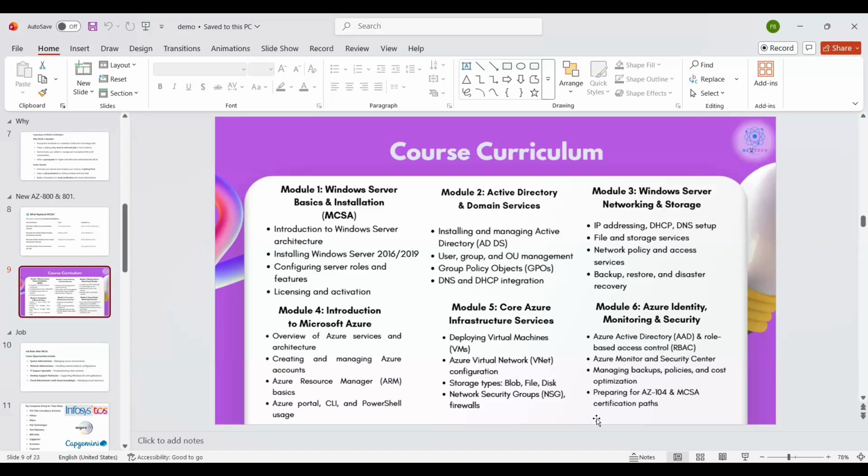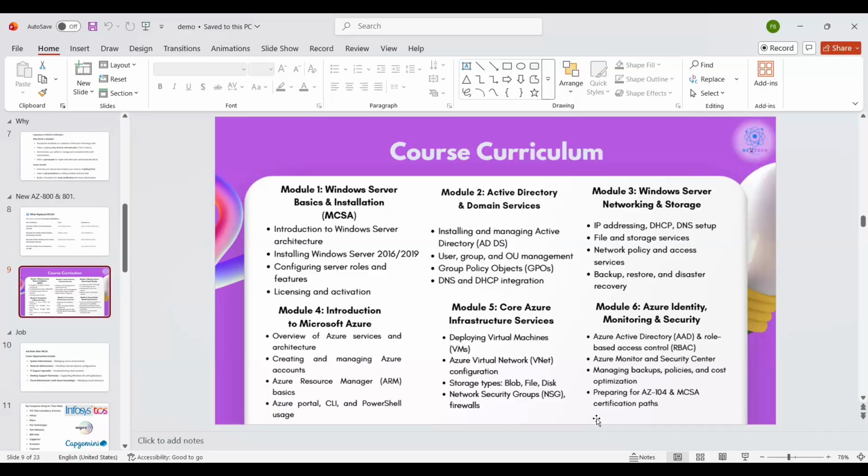And after virtual machines, we'll move towards the networking part, how you can manage the VNets, virtual networks. So we will discuss the virtual networks, how you can manage them, how you can do the VNet peering between two geographical regions, right? And we will discuss the storage options available inside Azure, like blob, file, disk, the different types of storage options. And for network security, we have the NSGs, network security groups. We will see how we can manage the network security groups and firewalls, right?